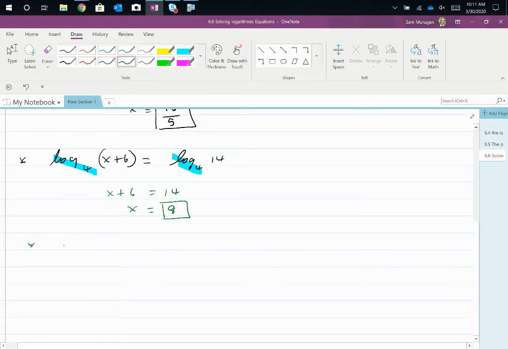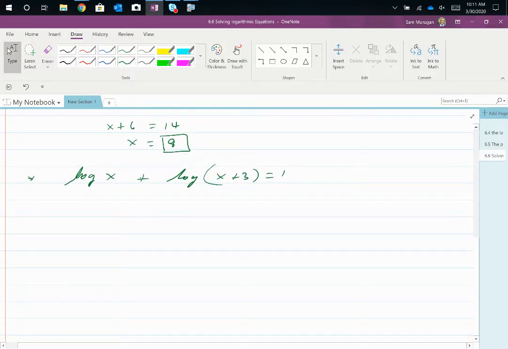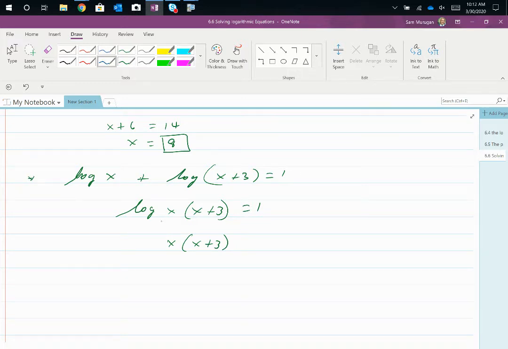Let's take this as just a plain logarithm. Log base 10 of x plus log base 10 of x plus 3 is equal to 1. Remember, we said that if the base is not given, then we would assume that the base is 10. So this means that x times x plus 3 is equal to that implied base of 10 to the power 1.